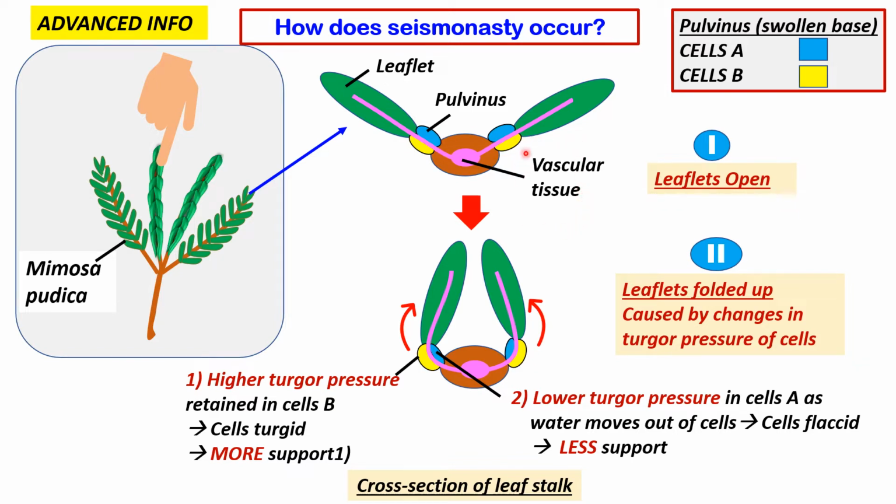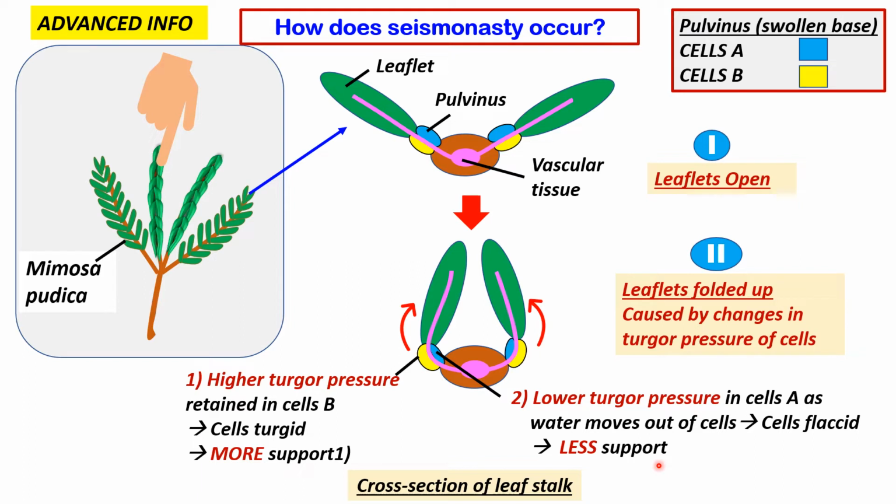But when the leaflets are touched, something happens, and that causes water to move out of cells A, the blue cells. So there's lower turgor pressure in cells A as water moves out of the cells very quickly, and the cells become flaccid. They are not so turgid. They don't have so much water in them, so they don't have so much turgor pressure. So they become softer a bit.